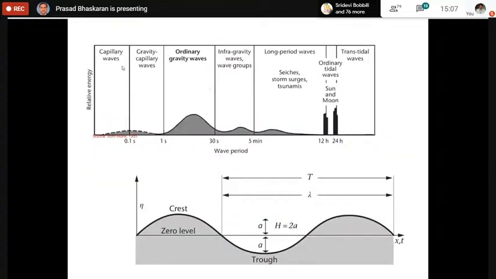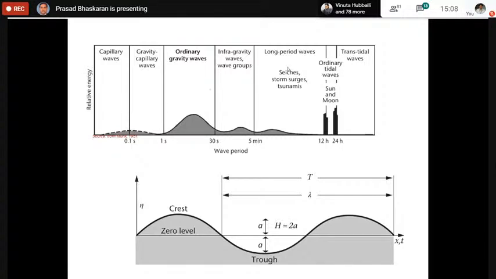And the capillary waves again get converted into a higher order form as the gravity capillary waves. These are called the ultra gravity waves. Then you have the surface gravity waves, which come in this time period. It starts from 1 second and goes up to 30 seconds. Then beyond 30 seconds, you have a different type of wave system called infragravity waves. You can see that the time period can go from 30 seconds up to a few minutes, about 5 minutes.